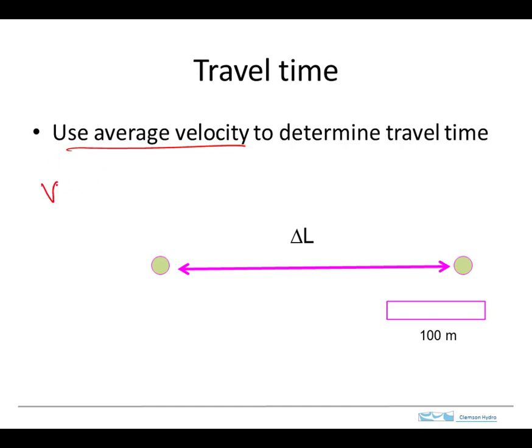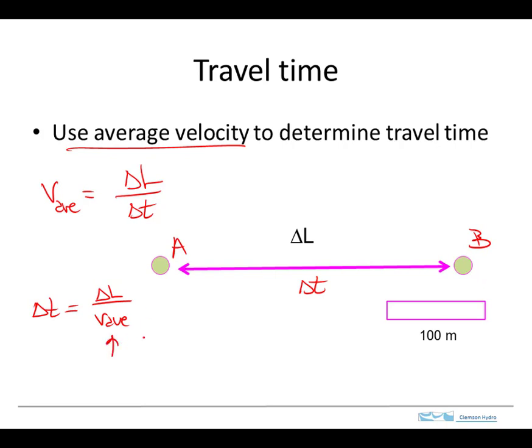And so let's see, the average velocity, that's going to be the change in length over change in time. So here's delta L, that would be point A to point B, and we'll have a certain amount of time that is required. So that travel time would just be equal to the distance that we need to go divided by the average velocity. And if we know the average velocity, then we can get it from the flux divided by the effective porosity.